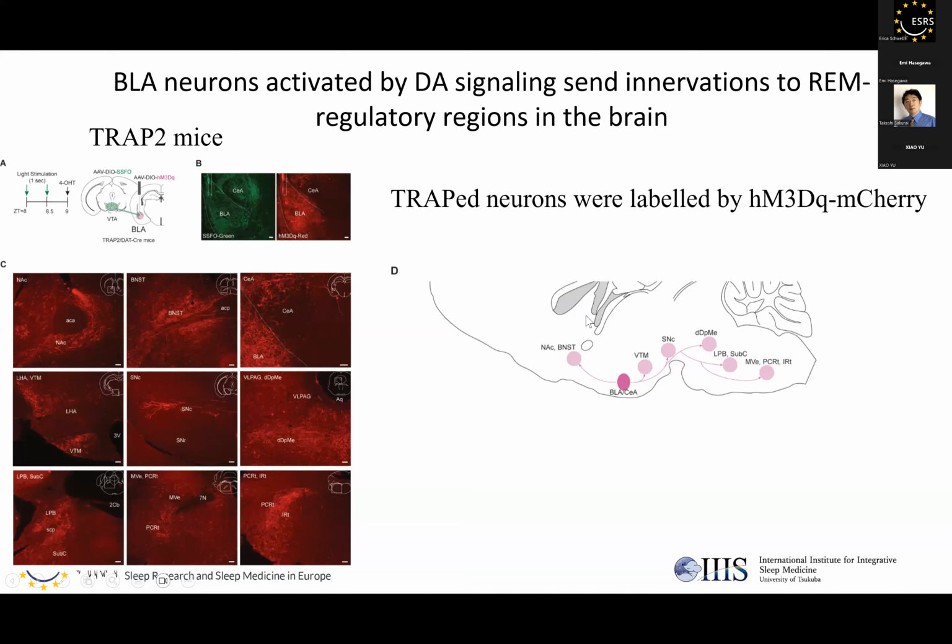And we recently found that CNO administration to these mice robustly increased the amount of REM sleep. Unfortunately, I haven't brought the data, which was unpublished. I guess Emmy might have data.